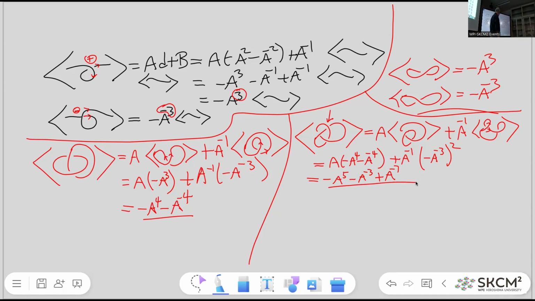Okay. So how do we normalize? Let me go to the next board. But can we memorize this? Maybe I should memorize this so that I can use it again. And given that my memory is short, I will write it down. It's minus A to the fifth minus A to the minus 3 plus A to the minus 7. That's the raw bracket value for the trefoil.